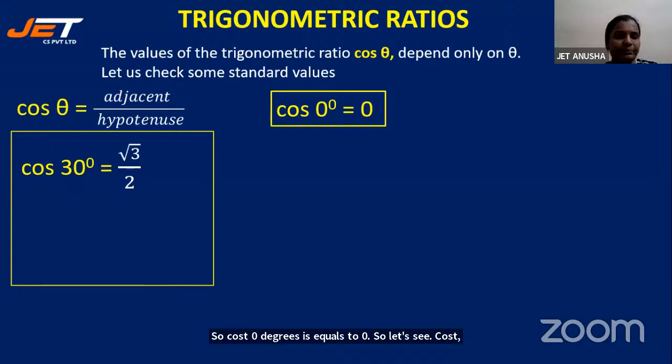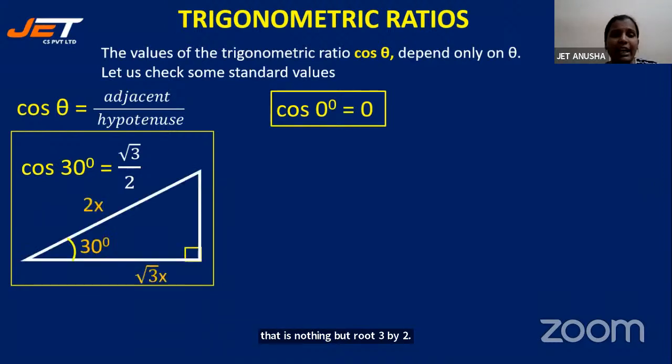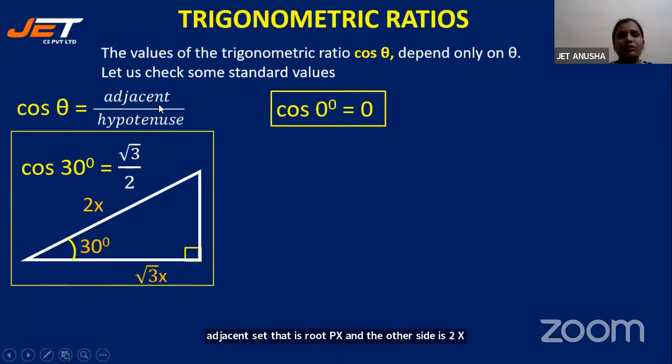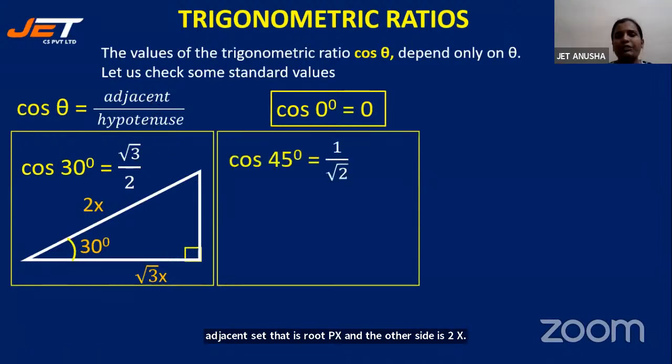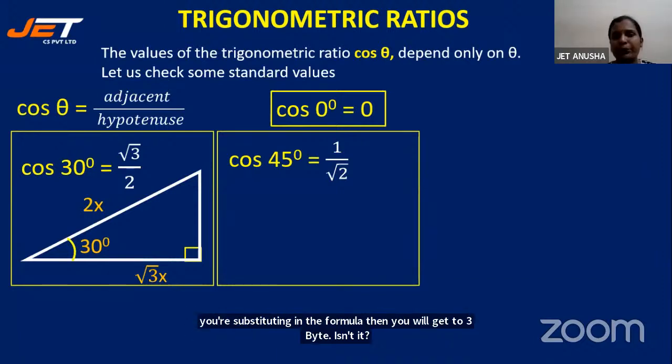By using a right angled triangle, we are taking theta as 30 degrees. This side is your adjacent side, that is root 3x, and the hypotenuse is 2x. If you substitute in the formula, then you will get root 3 by 2. So we'll go with the next one. Cos 45 degrees is equals to 1 by root 2. Let's see how we got that.